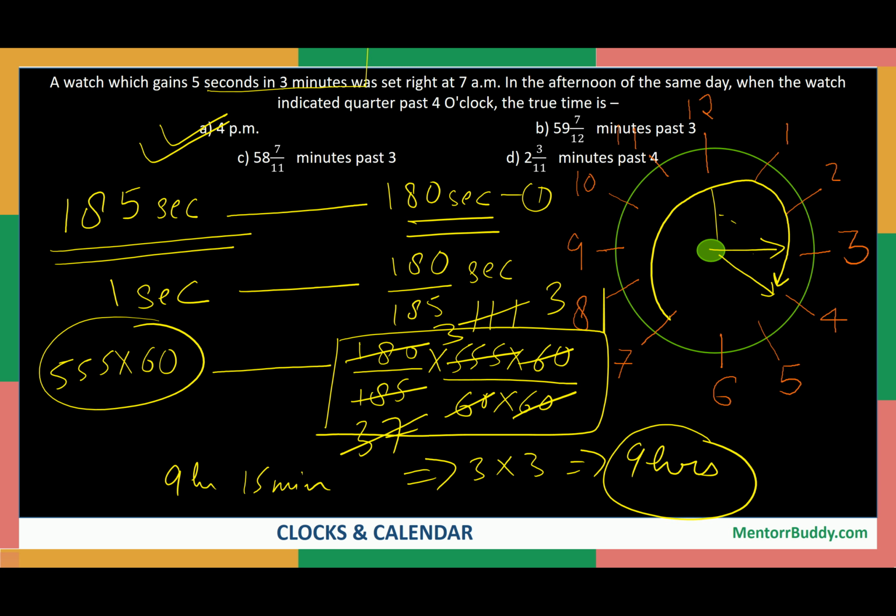Okay, so student, this is a pretty easy question. I mean, it's a bit difficult question, but we can convert it into an easy method, that is the unitary method. You just need to reverse it. That is, we just need to check that for each 185 seconds the original clock will move 180 seconds. Then we can follow the unitary method and we can get our answer.